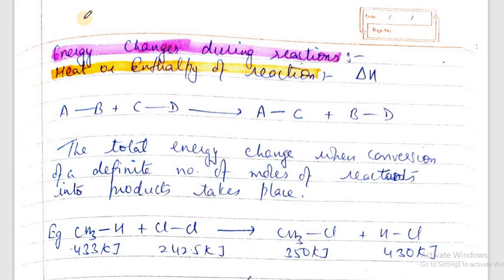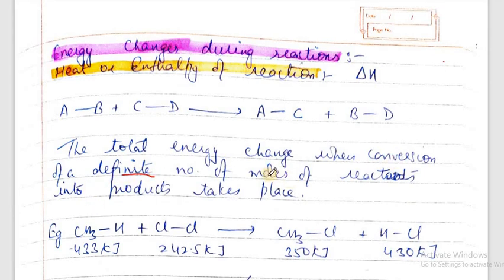As we have already done, enthalpy of reaction is the total energy change when conversion of a definite number of moles of reactants takes place into the products. So it is the total energy change when a particular number of moles of reactants are converted into the products. Example, if we take a general example, suppose A-B and C-D are the reactants.